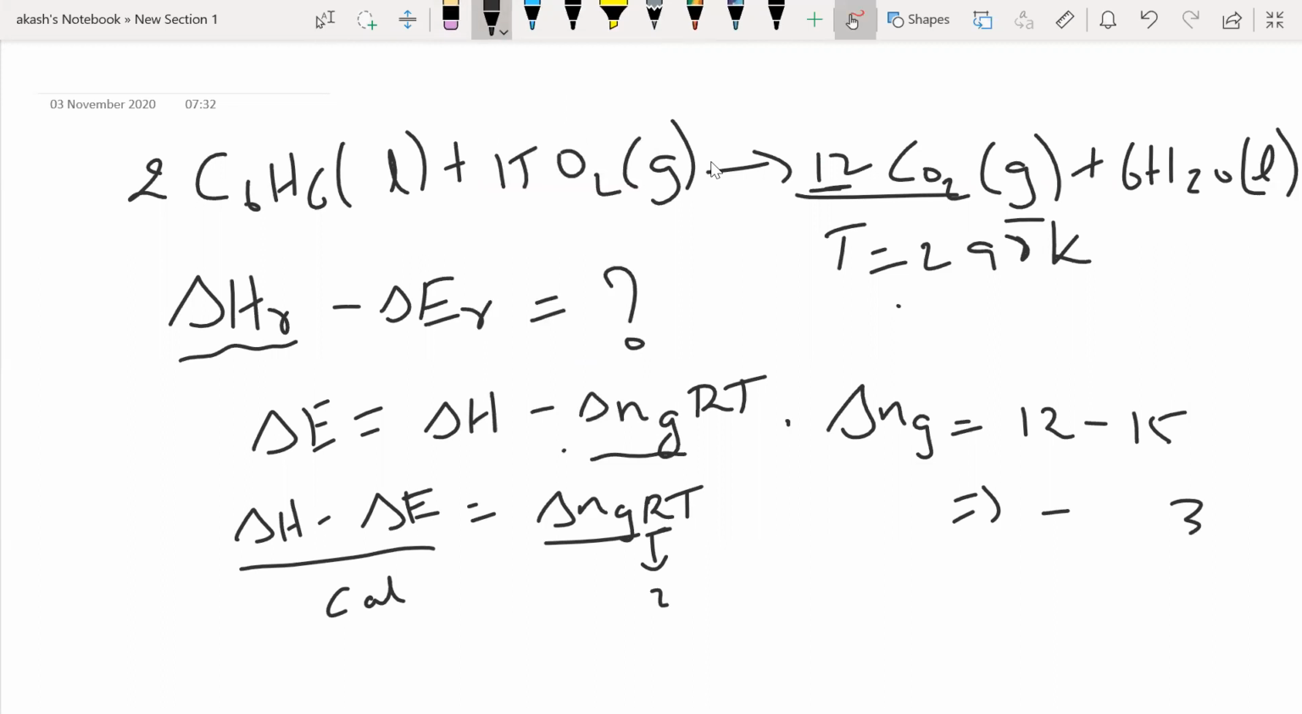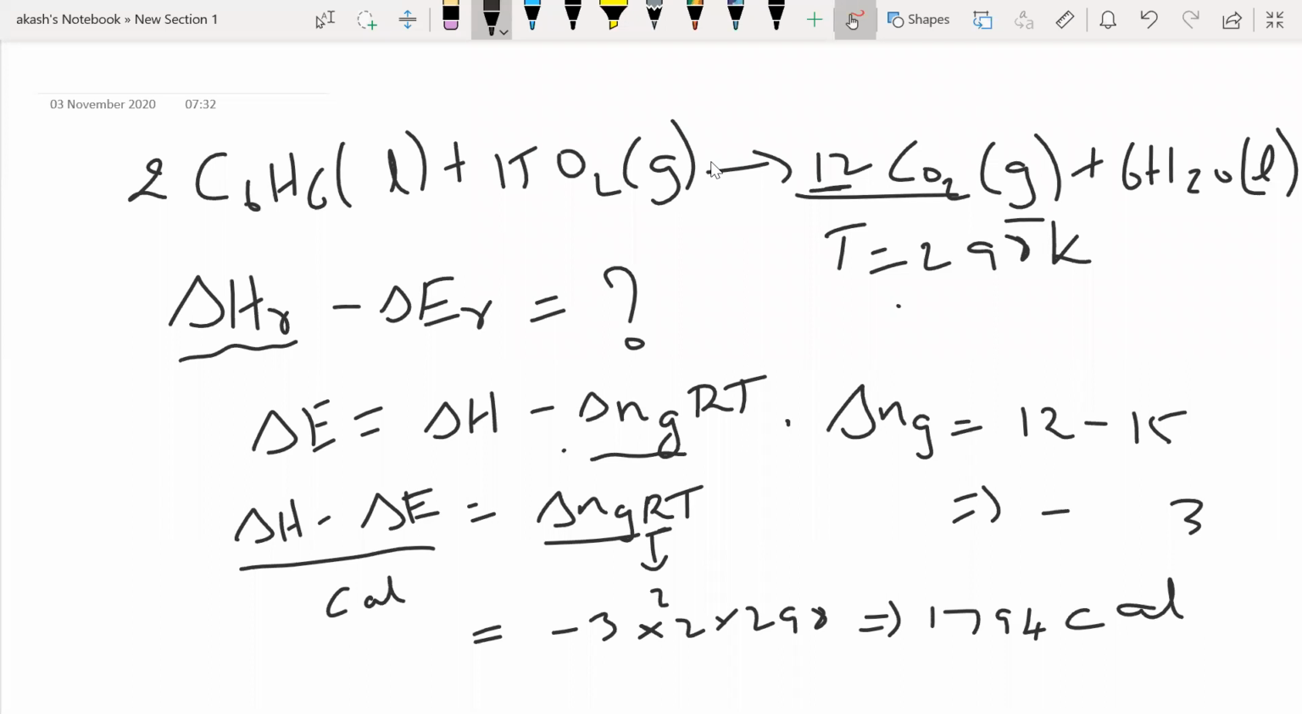Okay, -3, right? So that's it. You just have to go for this and find it. So it'll be -3 into 2 into 298 would have been the answer. 3 into 2 is 6. 6 into 300 will become 1800. 1800 minus 12 will become 1788 calories. So that would have been the answer.